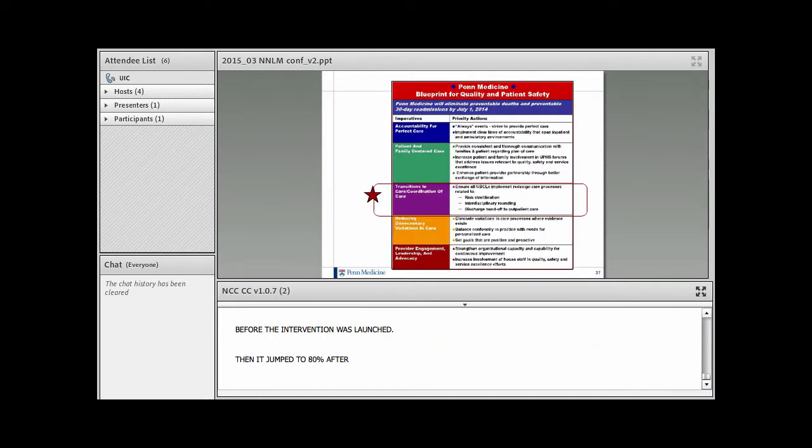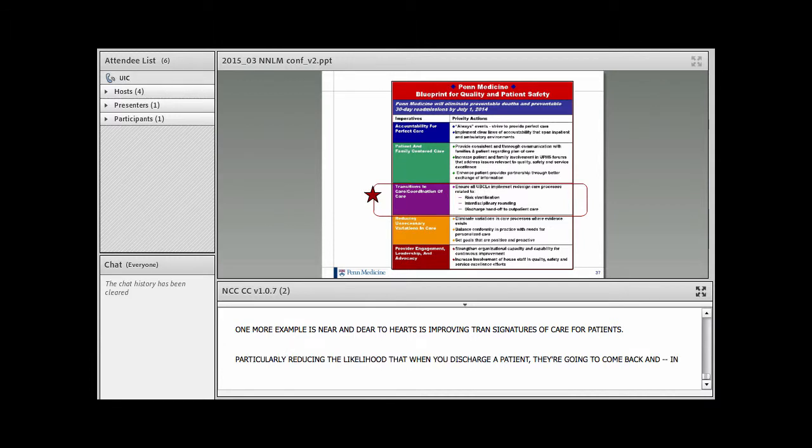So one more example I want to show you is probably near and dear to many people's hearts. It's improving transitions of care for patients, particularly reducing the likelihood that when you discharge a patient, they're going to come back in a couple weeks. No one thinks that's a good outcome.